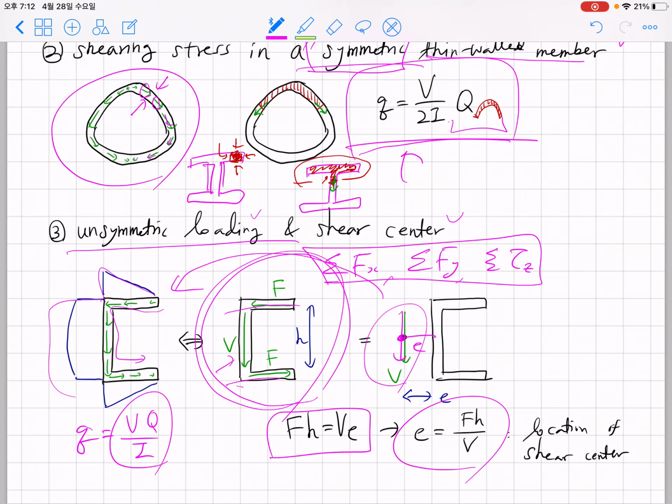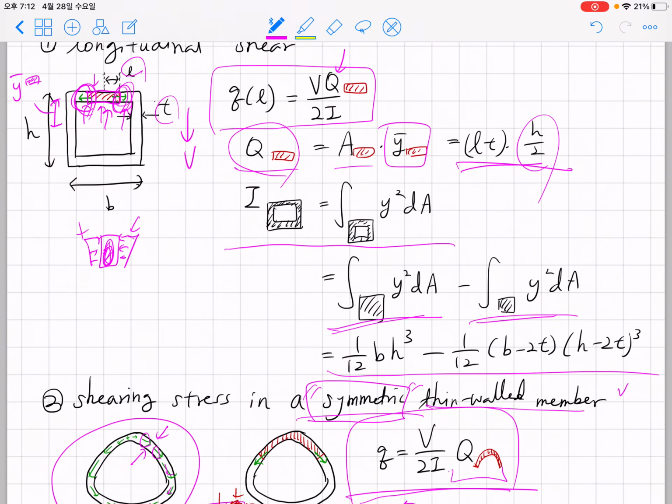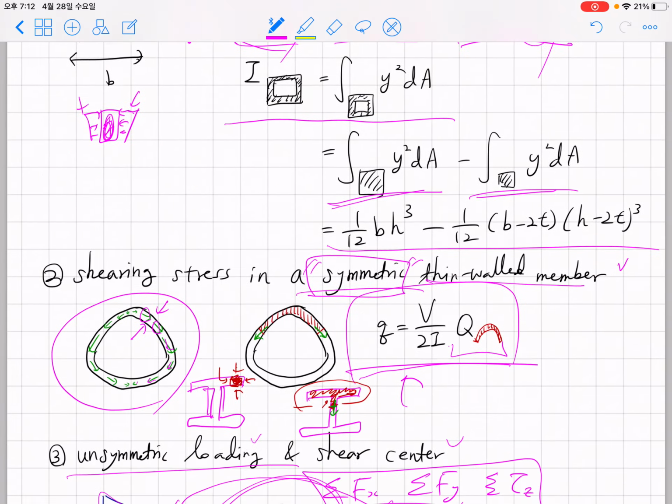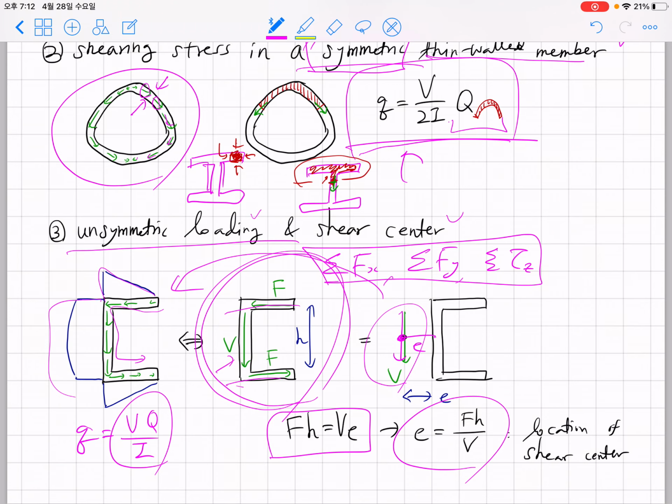For general unsymmetric loading, including the twist, you've got to take an advanced mechanics course. Okay, so with that, I can summarize the concepts we covered in the previous lecture, and let me close the review at this point.